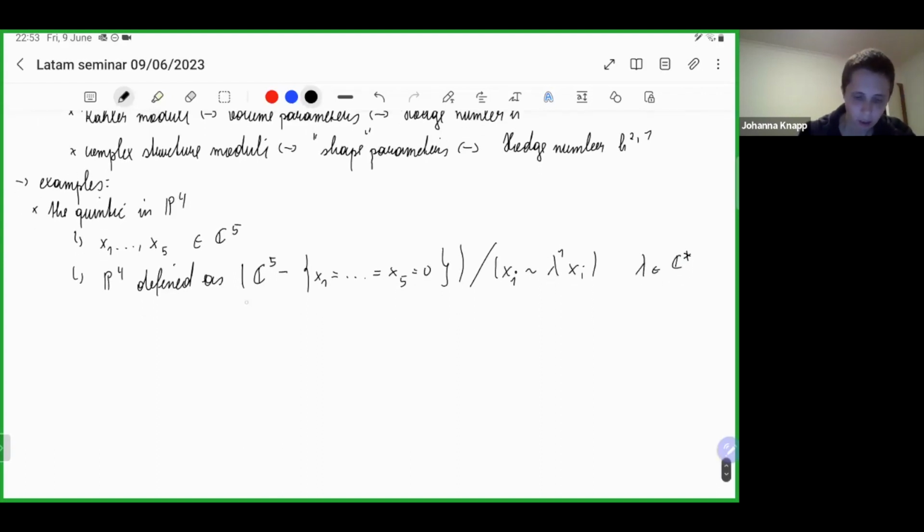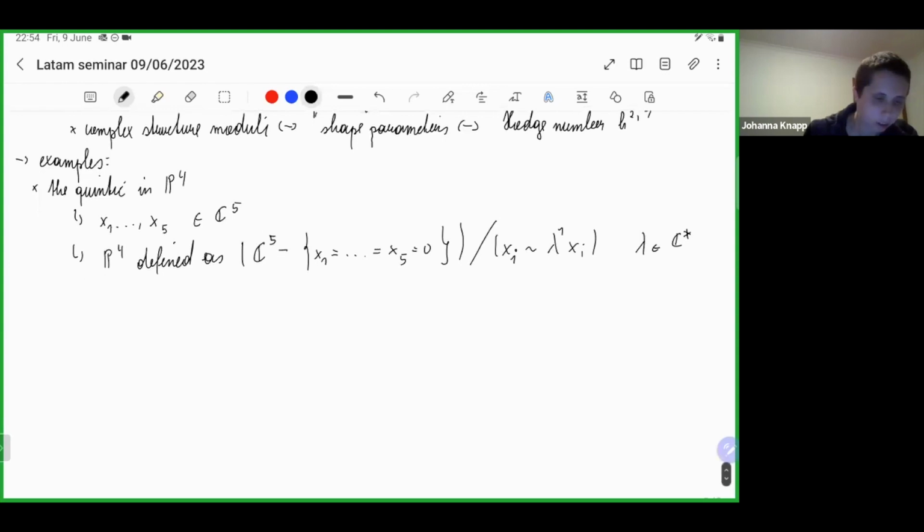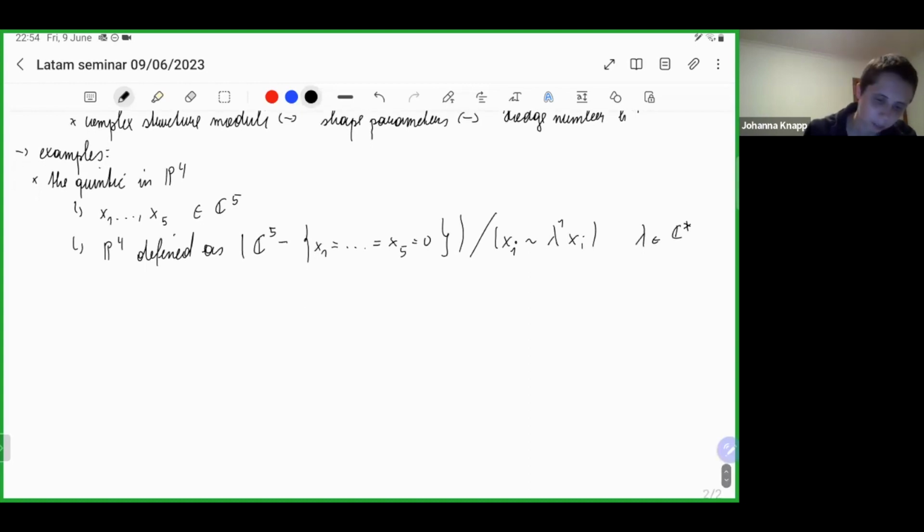So you have complex space, you exclude some locus in there, and you impose some equivalence relations or scaling relations for the coordinates. And this readily generalizes to the definition of what's called a toric variety, where you can have more than one scaling relation, you can have different weights in the scaling relation, you can have more complicated sets that you remove from the complex space, like not just the origin. So it generalizes to toric varieties.